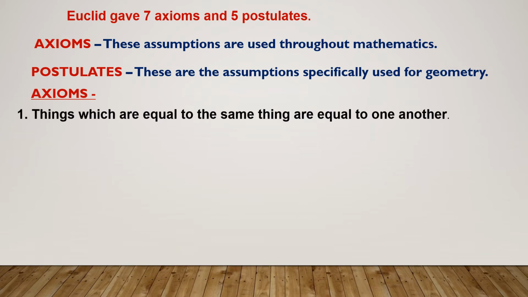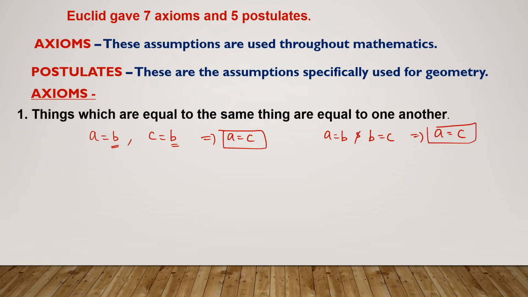The first axiom says that things which are equal to the same thing are equal to one another. Let's discuss one example. If I say that A is equal to B, and C is also equal to B, then A is also equal to C. So this is our first axiom and it is nothing new. We have already done this concept: if A is equal to B and B is equal to C, it implies A is equal to C also.